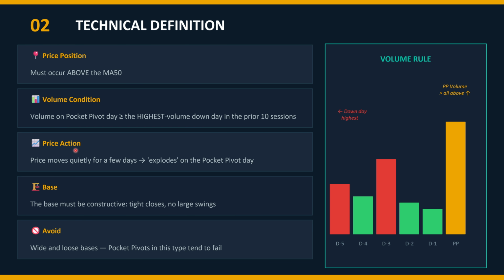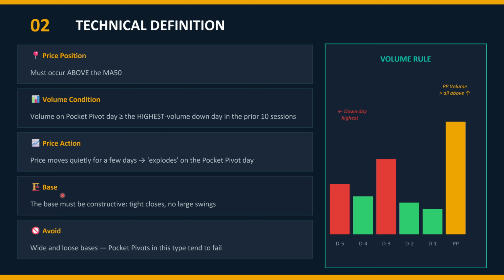Third, price action prior to the pocket pivot must be quiet. Right before the pocket pivot, we want to see tight price movement and drying up volume. Then the pocket pivot day bursts higher in both price and volume, a clear contrast to the preceding days.